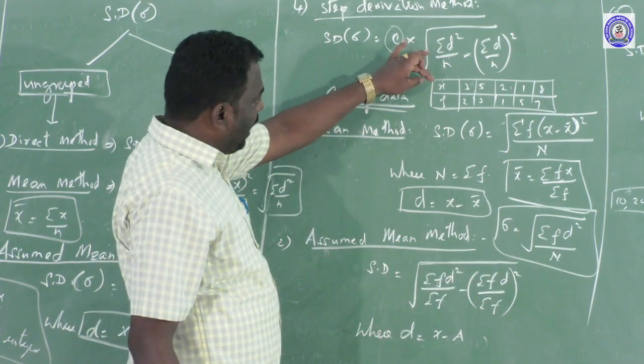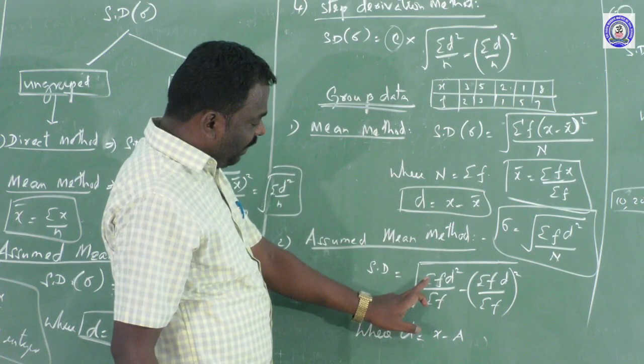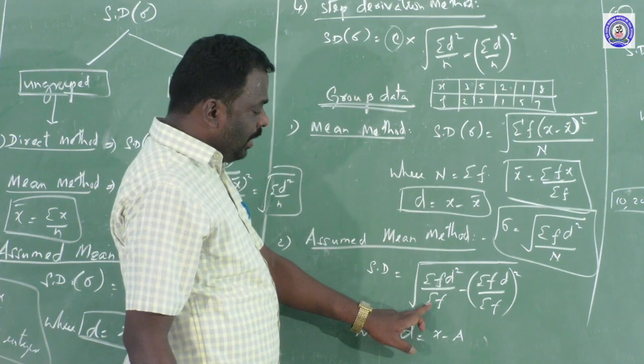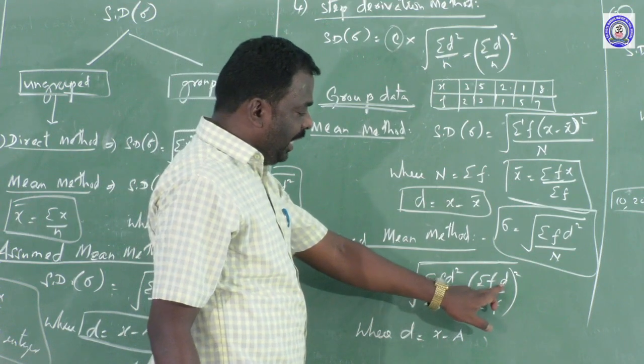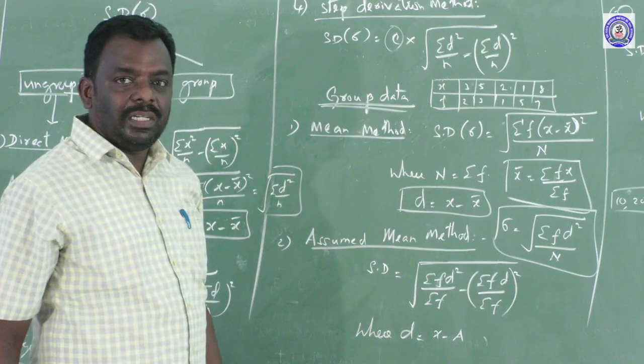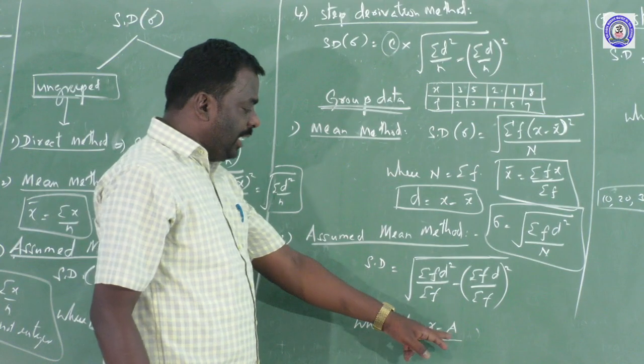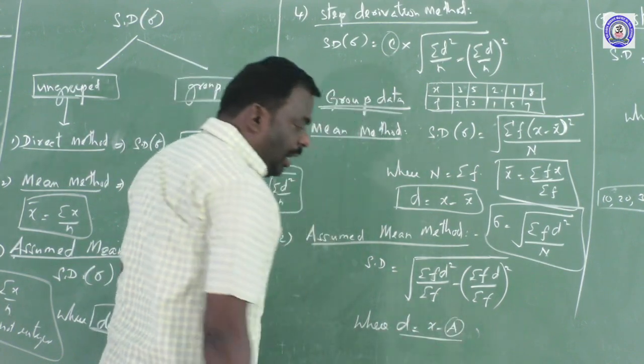The assumed mean method is the same for grouped data. The x and frequency f are given, and we apply standard deviation equal to the square root of summation f d square by summation f minus (summation f d by summation f) whole square. Apply this formula to find the standard deviation. Here, d is x minus a, and a is called the assumed mean.